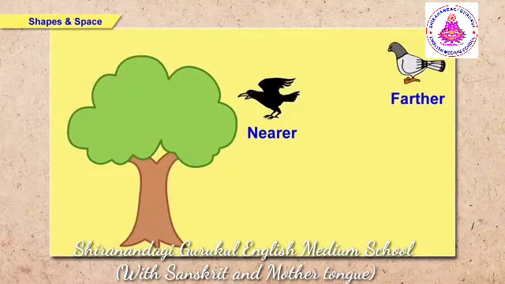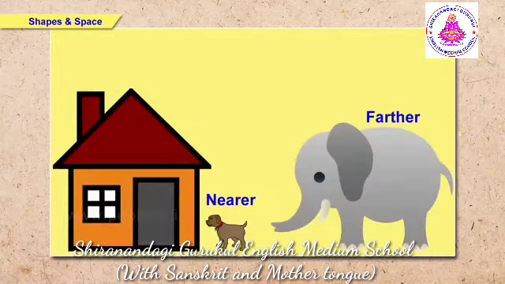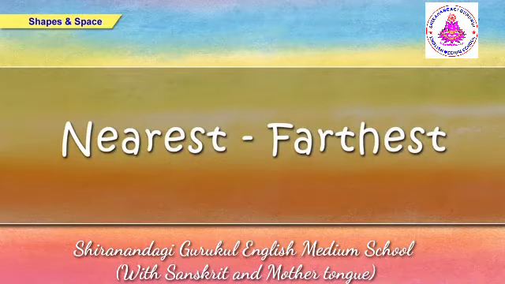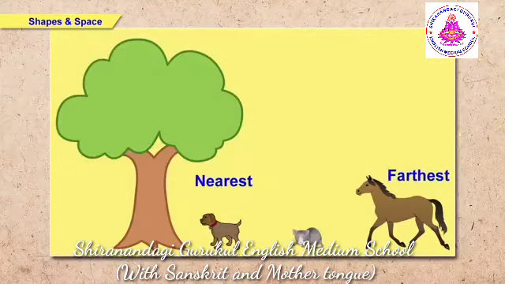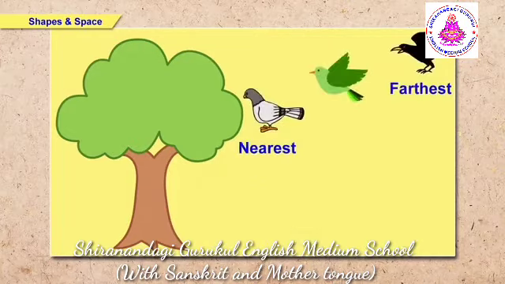Observe this picture carefully. The crow is nearer to the tree. The pigeon is further from the tree. In this picture, the dog is nearer to the house and the elephant is further from the house. In this picture, the dog is nearest to the tree. In this picture, the crow is furthest from the tree.